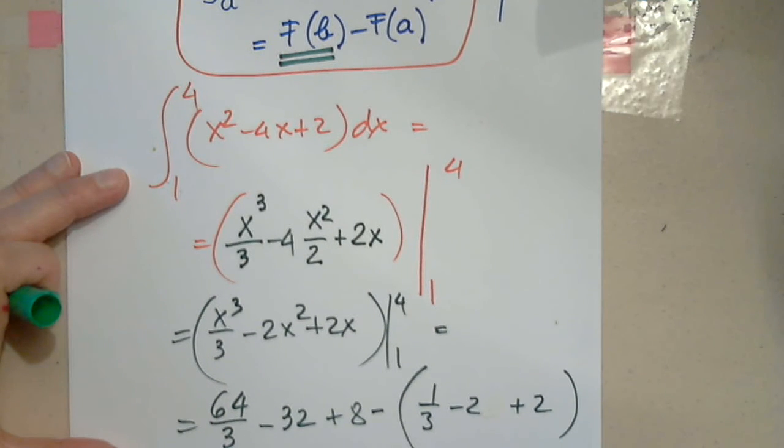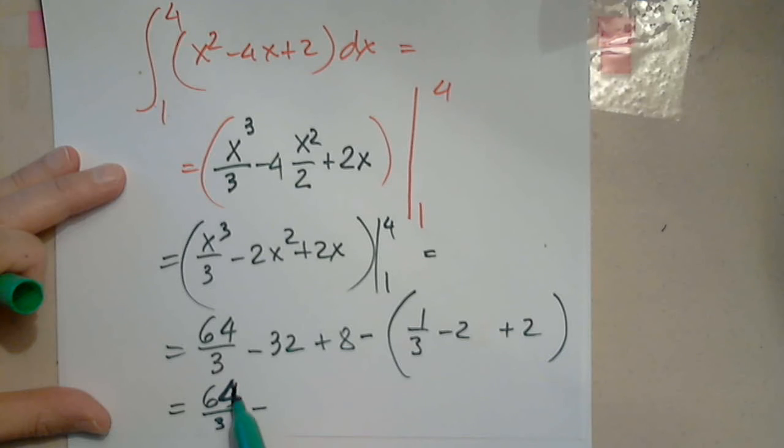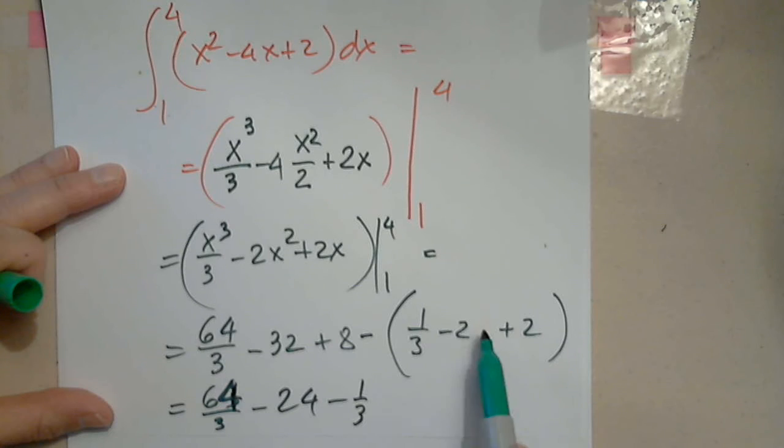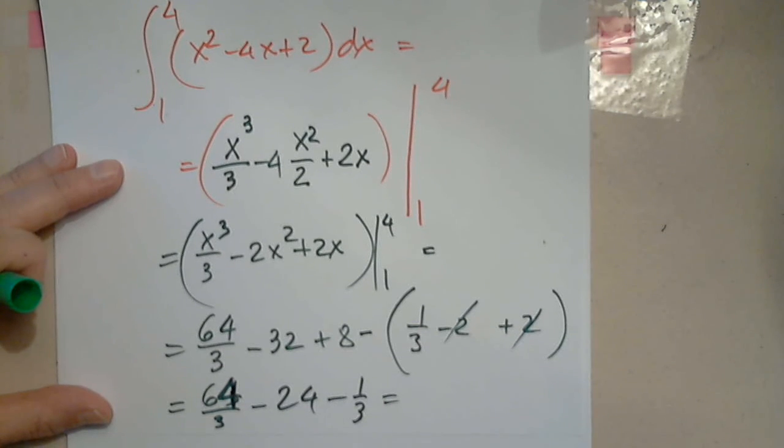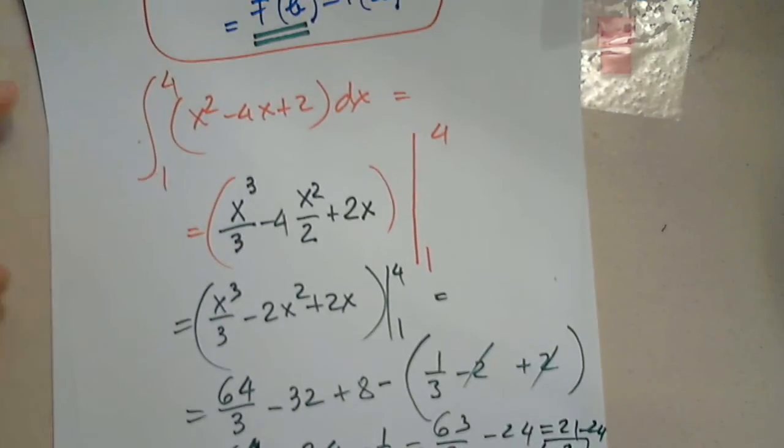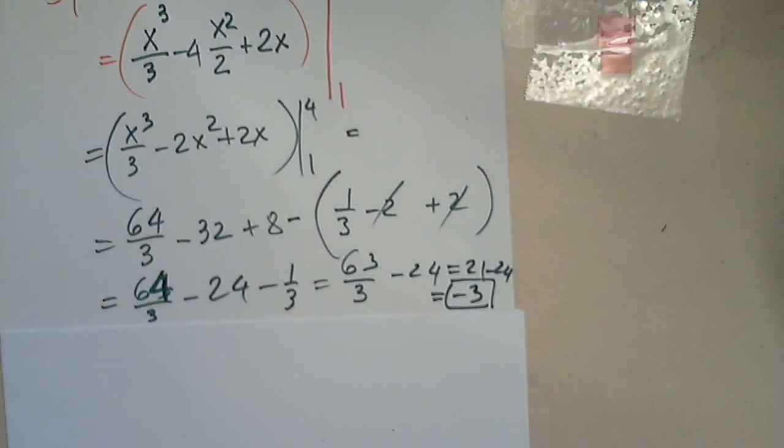So I have 64 divided by 3 minus 24 minus 1/3, but these two go away. 64 over 3 minus 1 over 3 is 63 over 3 minus 24, but 63 over 3 is 21 and minus 24, and we are back to our negative 3 in a much more elegant way and much easier to work with.